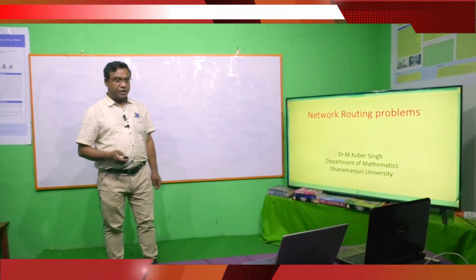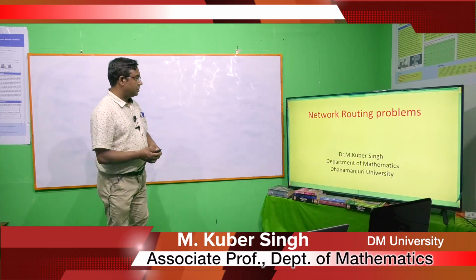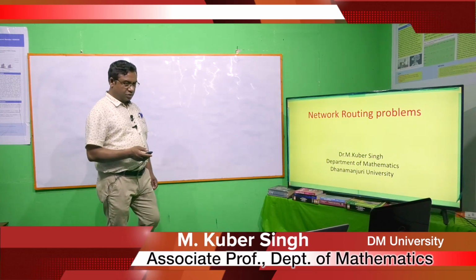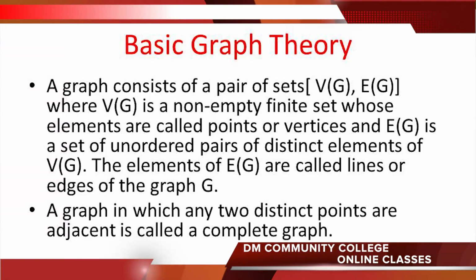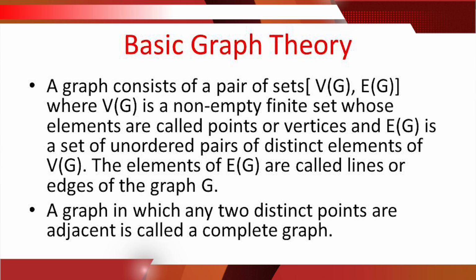Good morning, dear students. Today, let us discuss network routing problems. This is also an important part of operation research. Basic graph theory. A graph consists of a pair of sets VG, EG, where VG is a non-empty finite set whose elements are called points or vertices, and EG is a set of unordered pairs of distinct elements of VG. The elements of EG are called lines or edges of the graph. A graph in which any two distinct points are adjacent is called a complete graph.